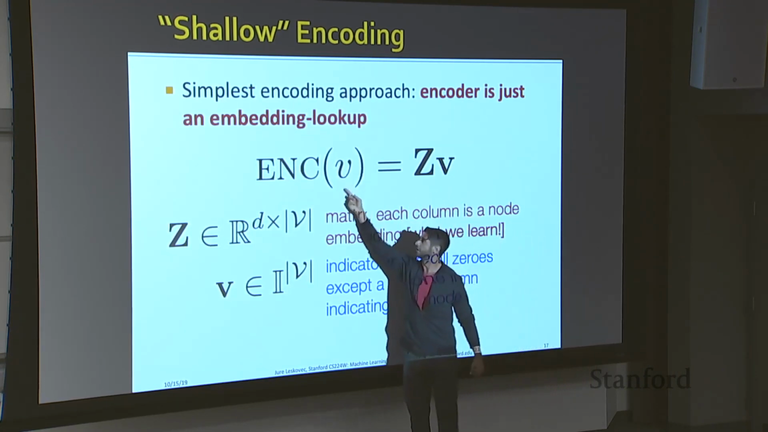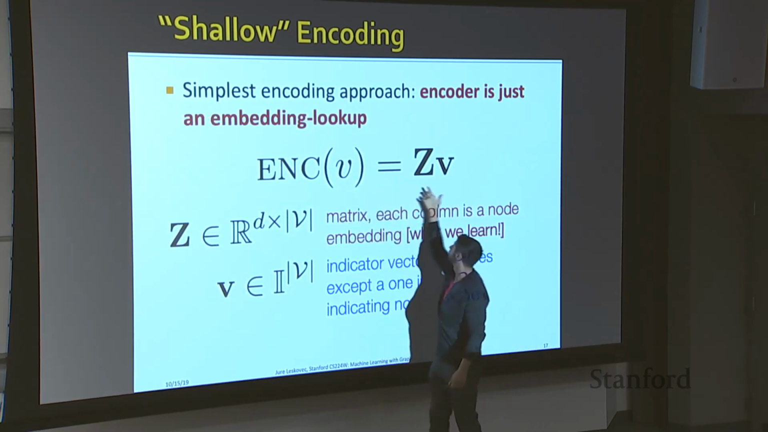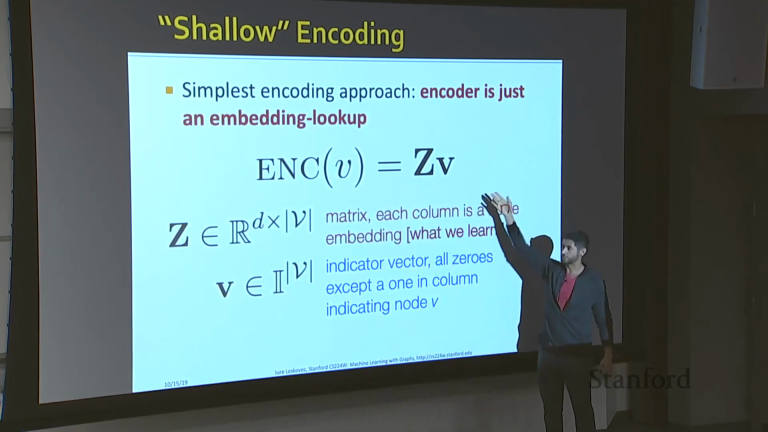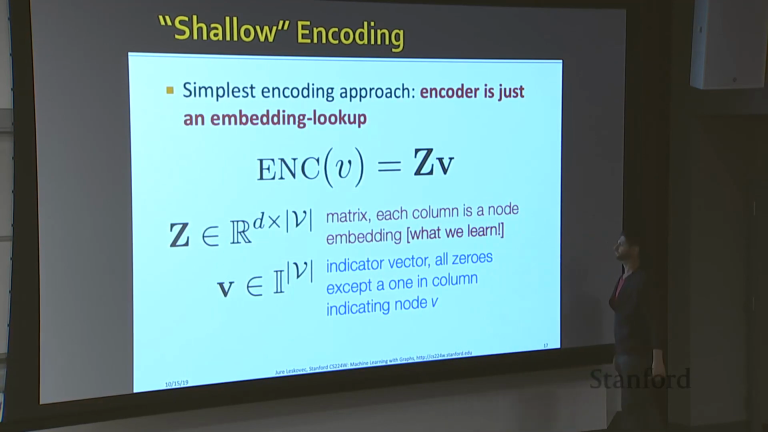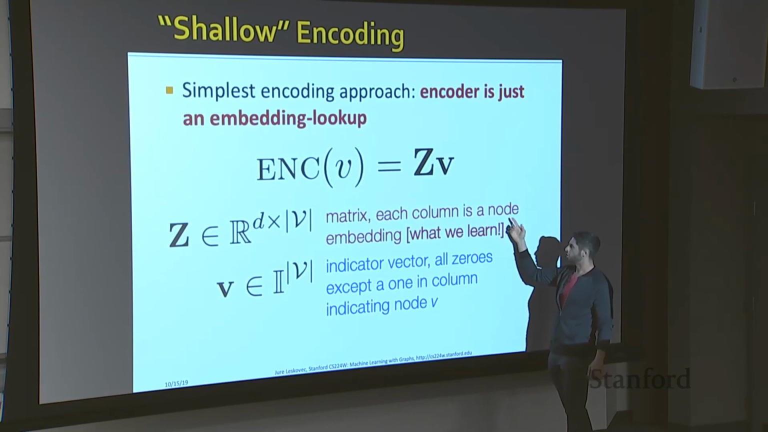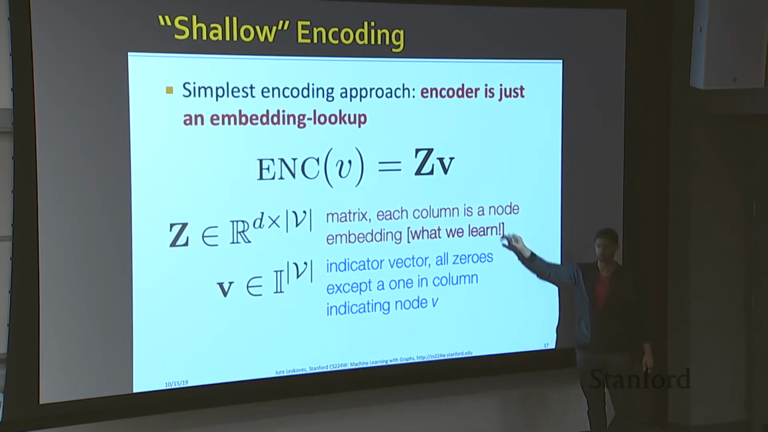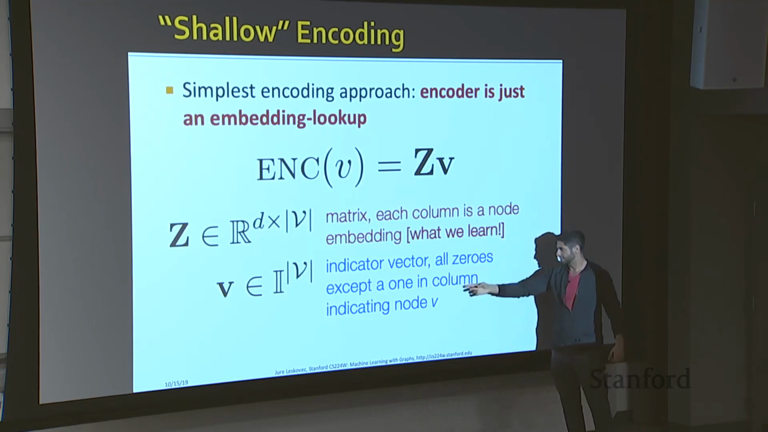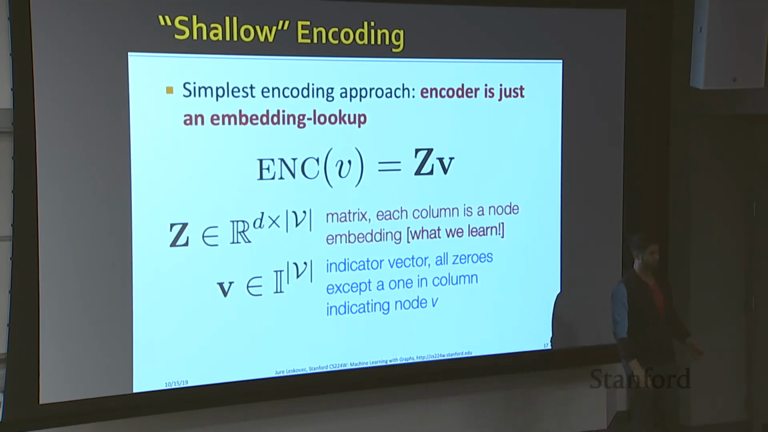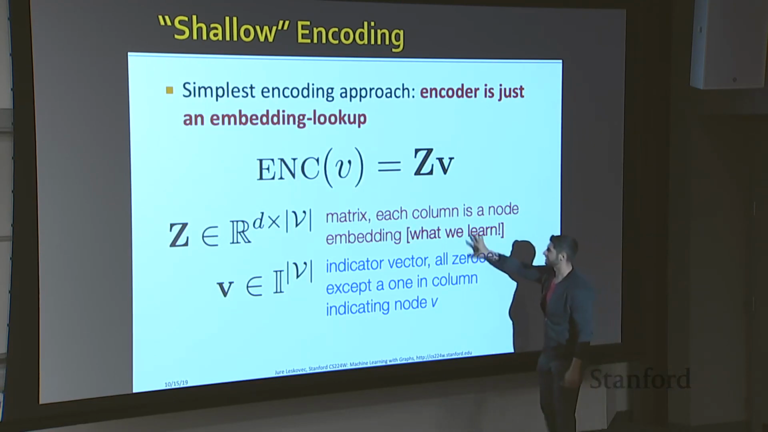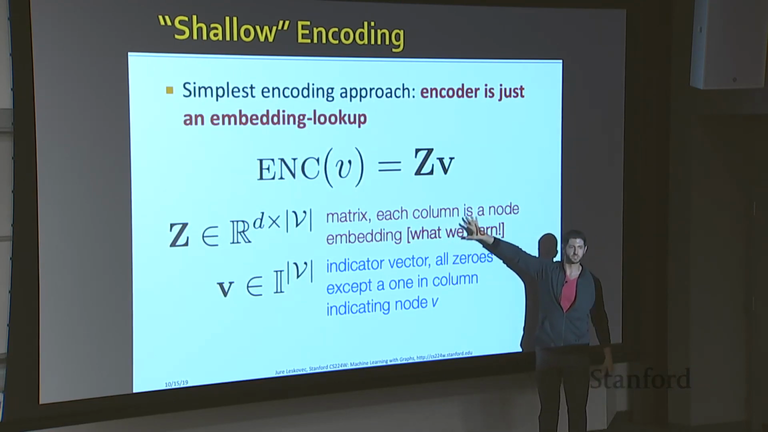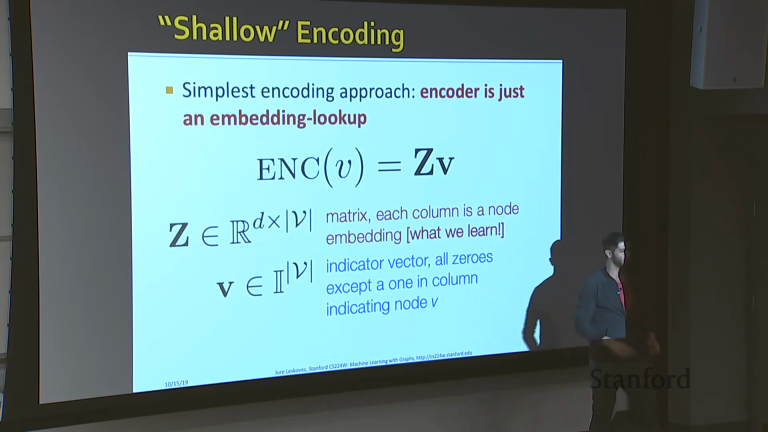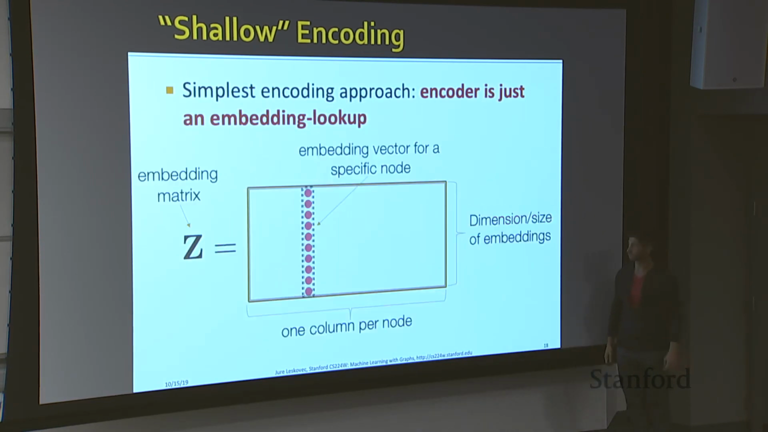Given the node as a key, we're going to return a value, which is a vector that represents the node, okay? So basically, we will have a matrix where each column is a node embedding. This is what we want to learn. And then we're going to have an indicator vector that has all zeros except a 1 in the column indicating our node V, okay? So this is basically how you build a hash table with matrices rather than how you usually do with a standard programming library, okay? Exactly the same concept.